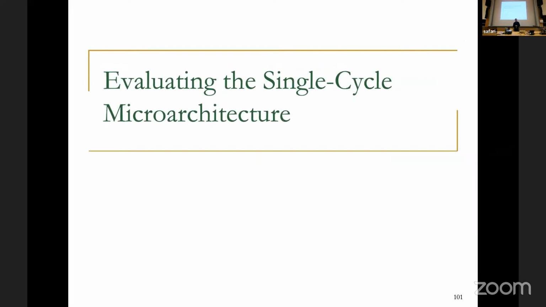In the next lecture, we're going to start with evaluating this single cycle microarchitecture and talk about why this is not a good idea. And then we're going to do something better. But we don't want to do that today or tomorrow. We'll do that next Thursday.